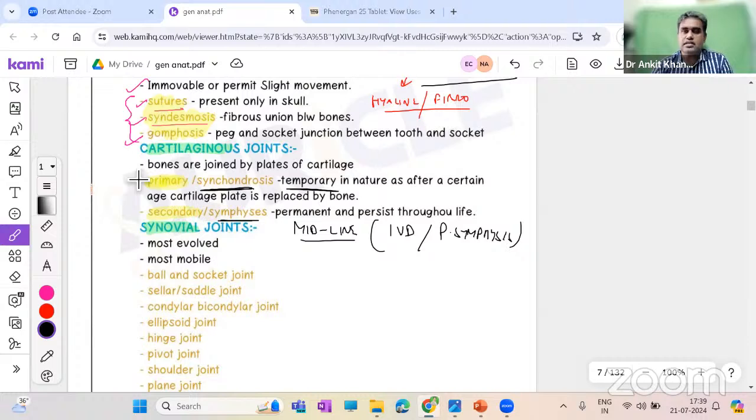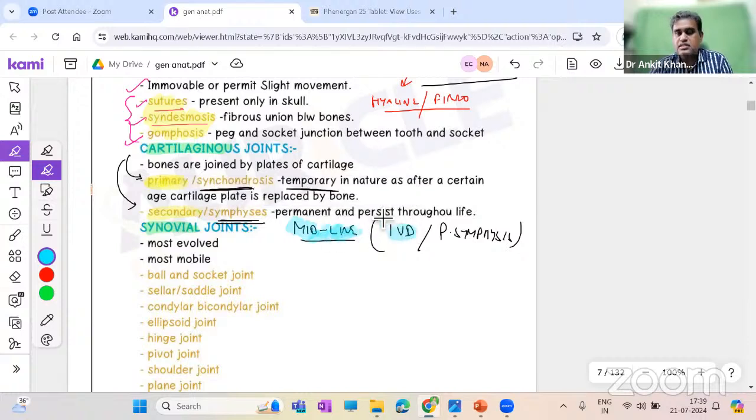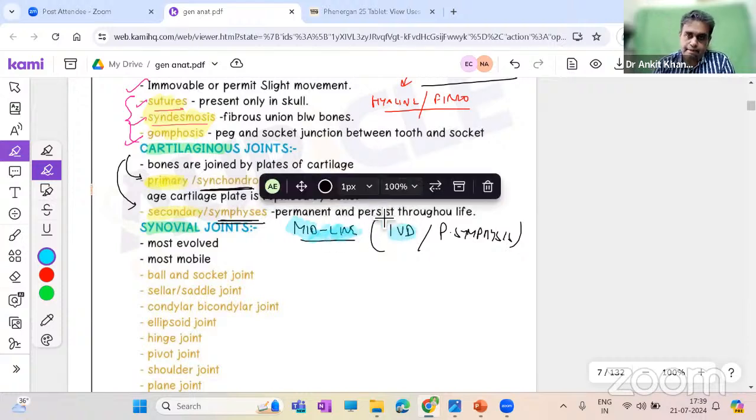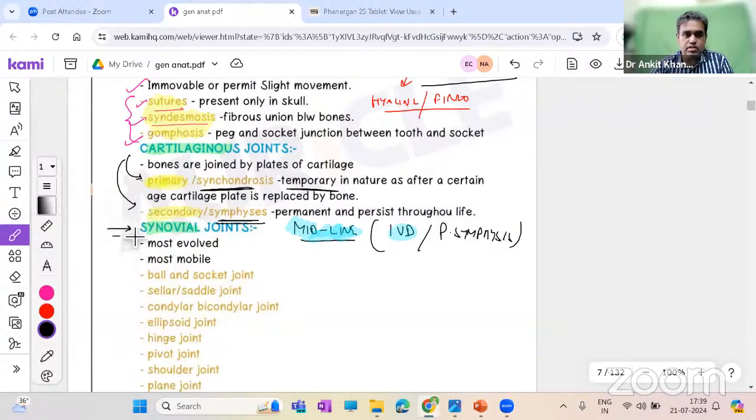Remember this, cartilaginous has two varieties. One is primary, one is secondary. Primary is temporary. It is known as synchondrosis. Secondary is not temporary. It is permanent. Mainly the secondary joints are present close to the midline of the body, like intervertebral disc between the vertebral bodies, pubic symphysis, manubriosternal joint. Then comes the last one, the most famous and the most numerous one, the synovial joint. I already told you, most evolved, most mobile. But the movement depends on the shape of the bones.